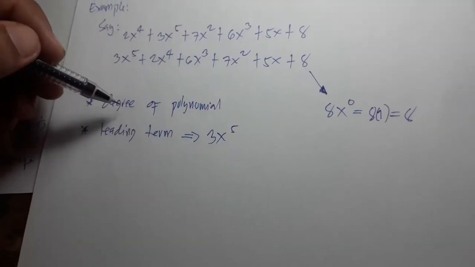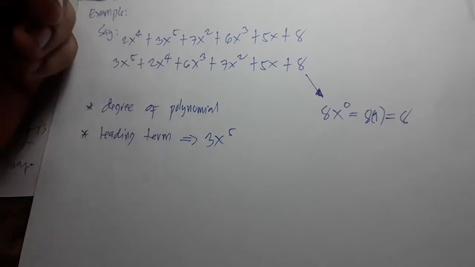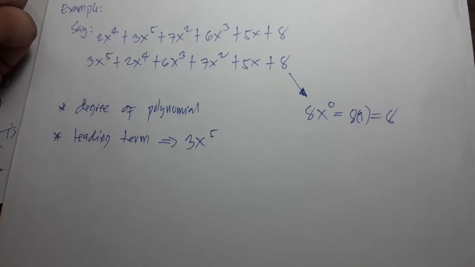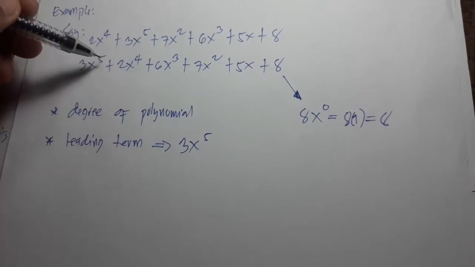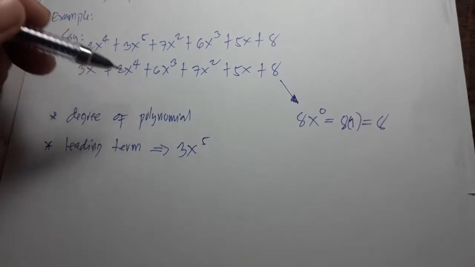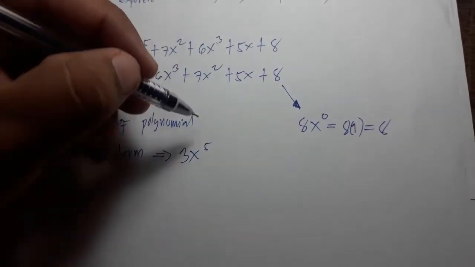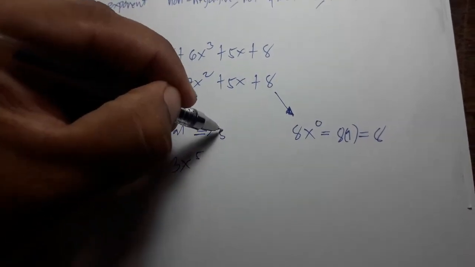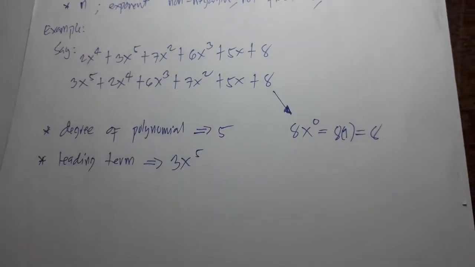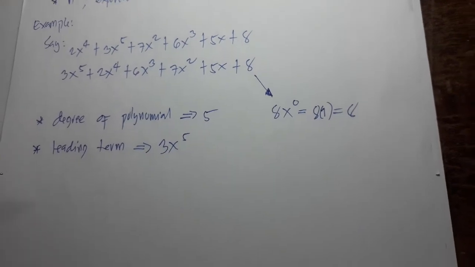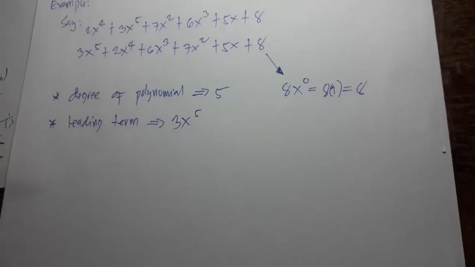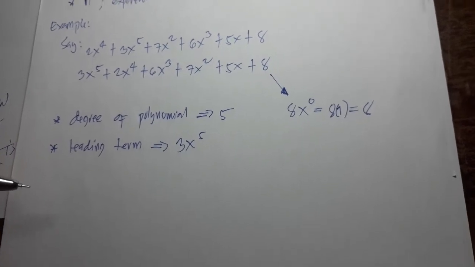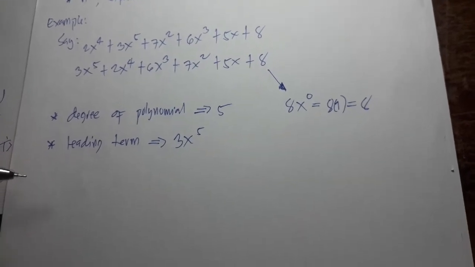So go back to our degree of polynomial. Our value is what? 5. So the degree of polynomial in this standard form is actually 5. Okay, let me give you an exercise for us to learn more about polynomials.